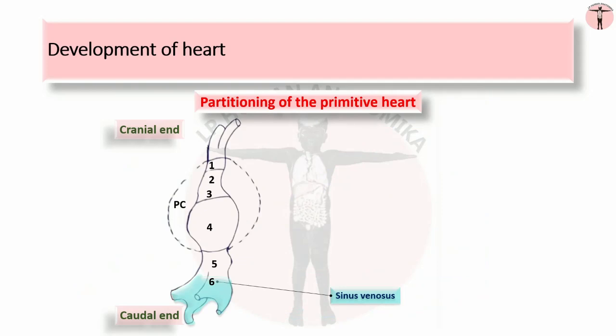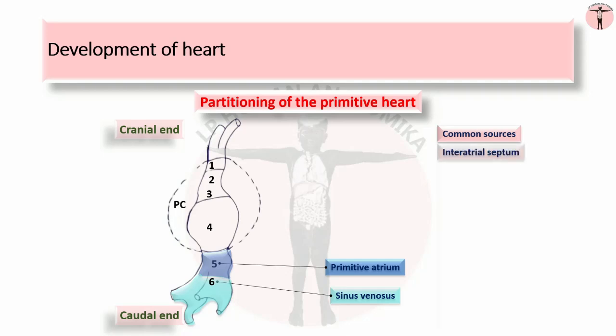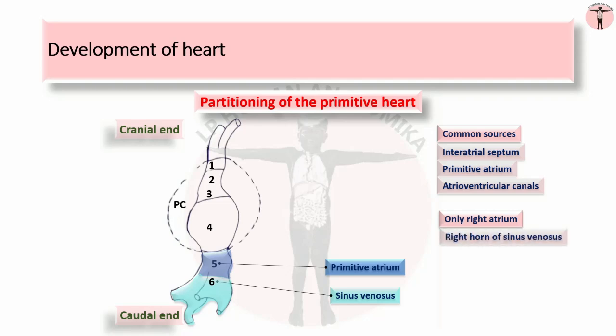Now let us discuss the development of the right and left atria from the primitive atrium, which begins approximately in the middle of the 4th week and is completed by the end of the 8th week. The two atria develop from different sources. The common sources contributing in the formation of the right and left atria are formation of interatrial septum, primitive atrium, and atrioventricular canals. The source which contributes only to the right atrium is the right horn of sinus venosus, and only to the left atrium is the pulmonary veins.